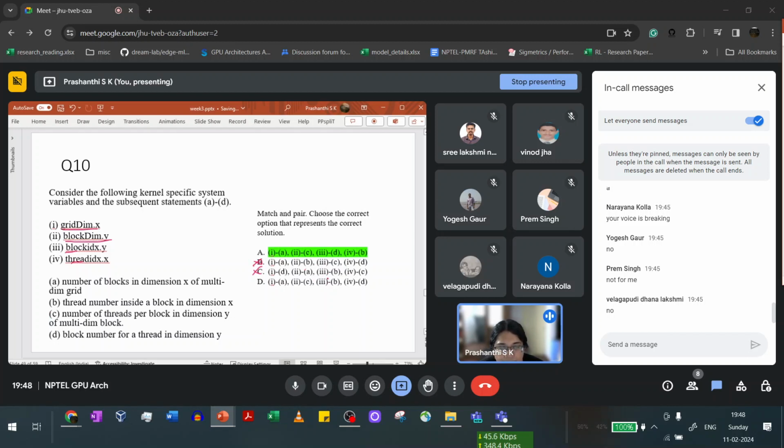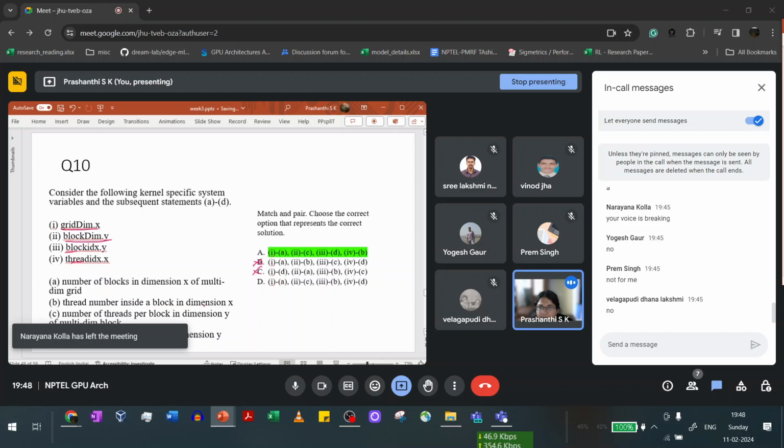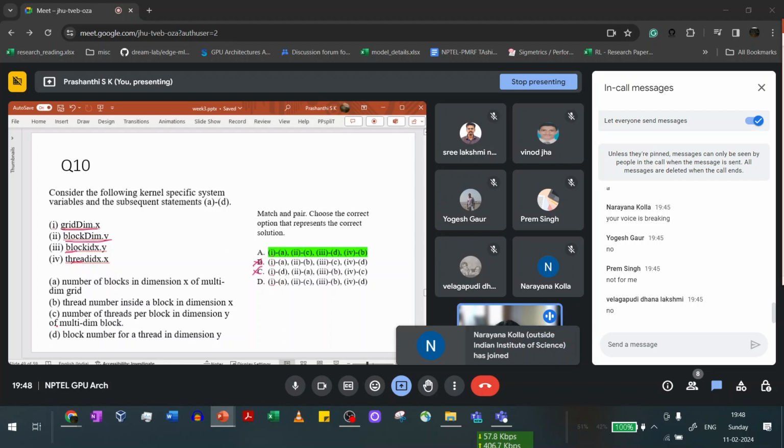You still have 3 options, so you also need to evaluate 3. So 3, your options are B and D. So blockIdx dot y, B says thread number inside a block in dimension x, and D says block number for a thread in dimension y. So D is the right answer. As I said, these two are offset things, and blockIdx refers to the block number and not the thread number, and that's why B is incorrect. So you're left only with option A, which has to be the right answer.